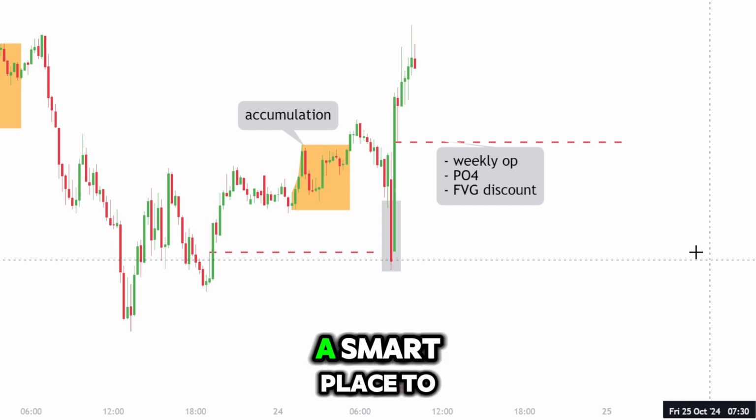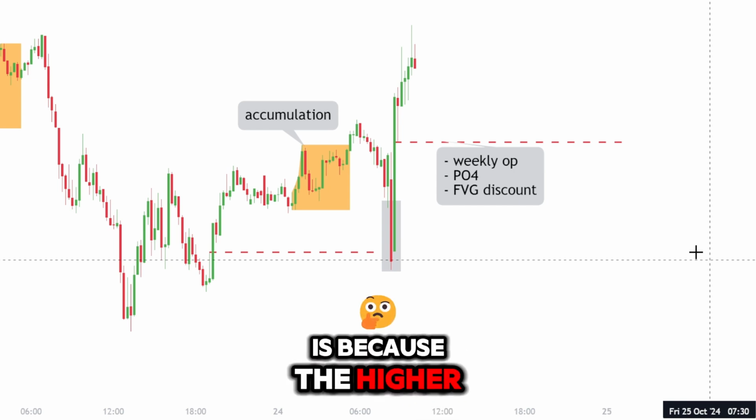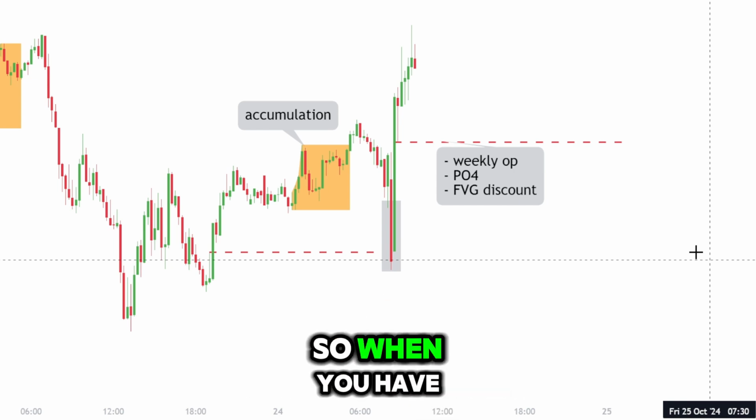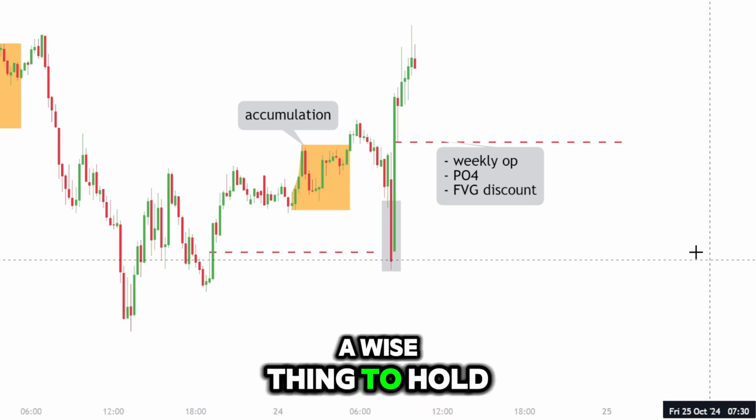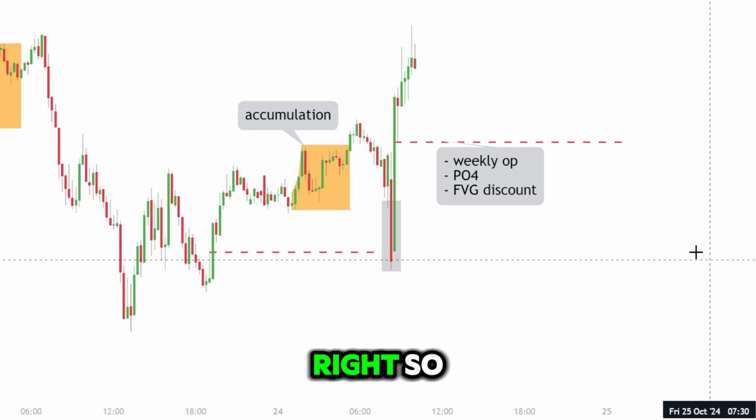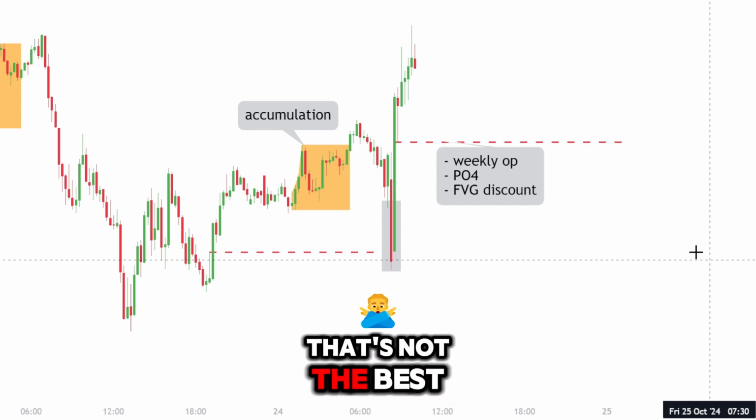And the reason that's a smart place to take profits is because the higher time frame is bearish overall. So when you have a higher time frame that's bearish, it's not a wise thing to hold your positions. Right? So you don't want to hold any kind of position to the moon. That's not how we run, right? That's not the best way to trade, right?